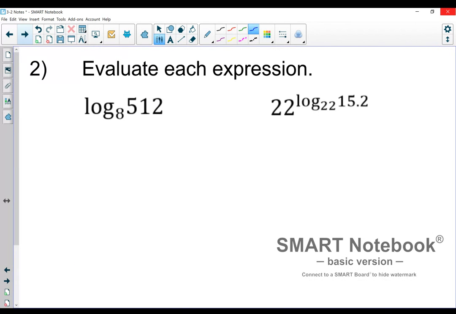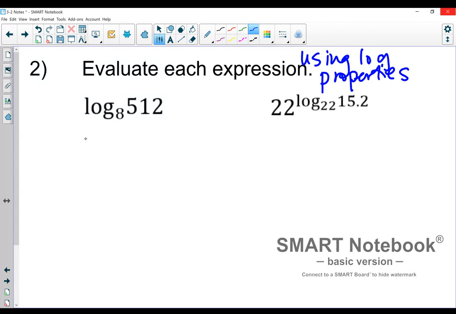So for the next two, we are going to evaluate. The first example we evaluated by setting equal to x and solving. Now we're going to evaluate using log properties. Those are all the properties we learned on the previous page.